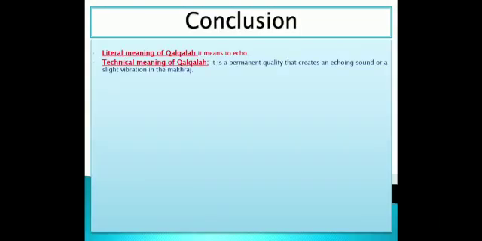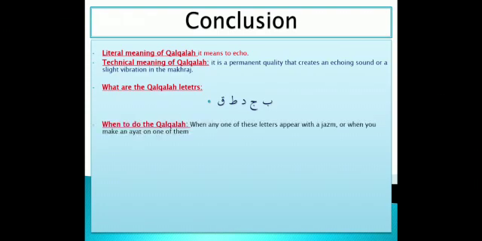So today in conclusion we have learnt the literal meaning of Qalqala, which is to echo, and the technical meaning of Qalqala. It is a permanent quality that creates an echoing sound. There are 5 letters of Qalqala: Ba, Jim, Dal, Ta, Qaf, Qutubu Jaddin. And when any of these letters appear with a jazm, or when you make waqf on them, then the Qalqala sound will come out.